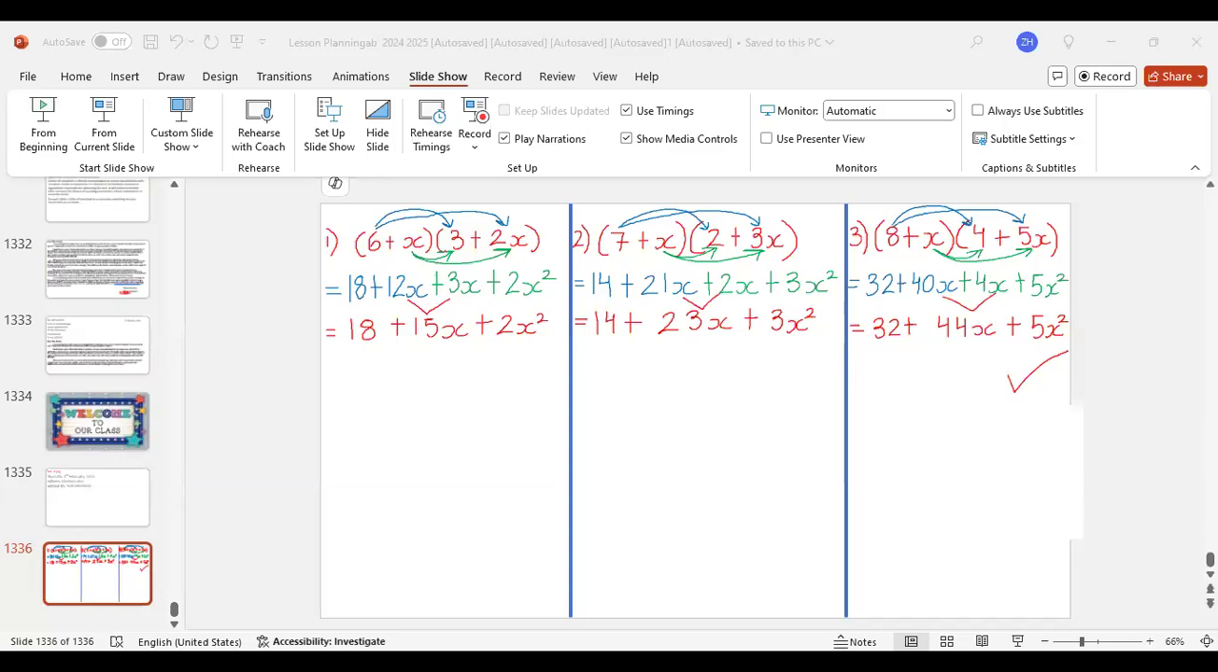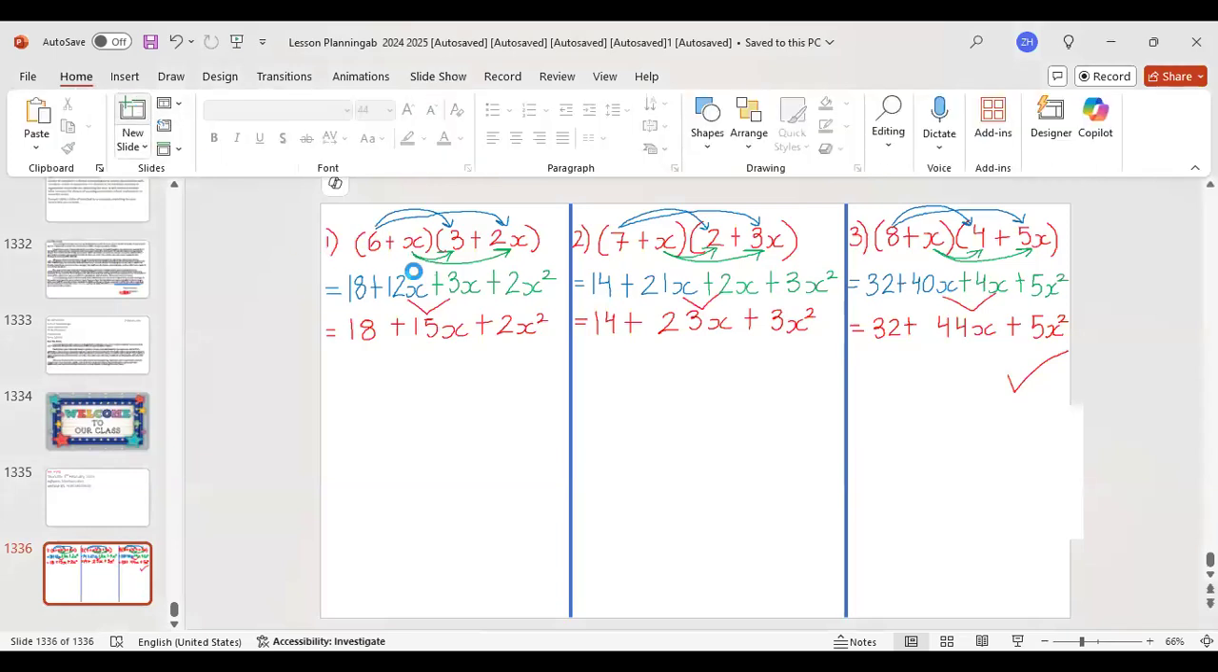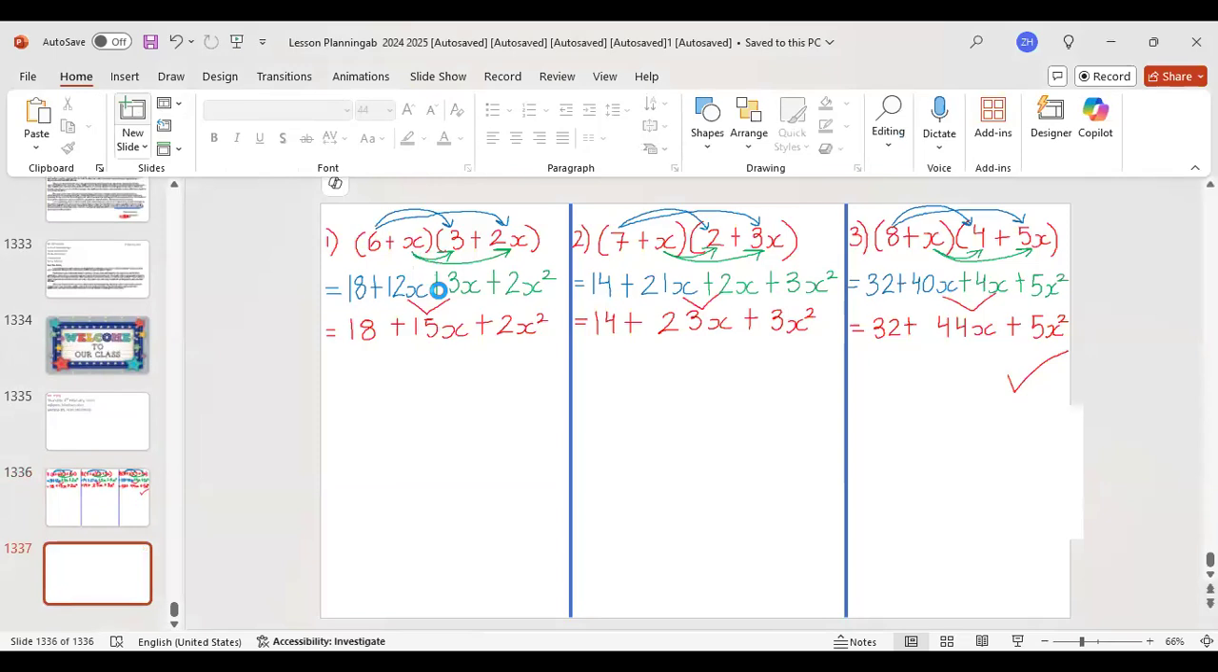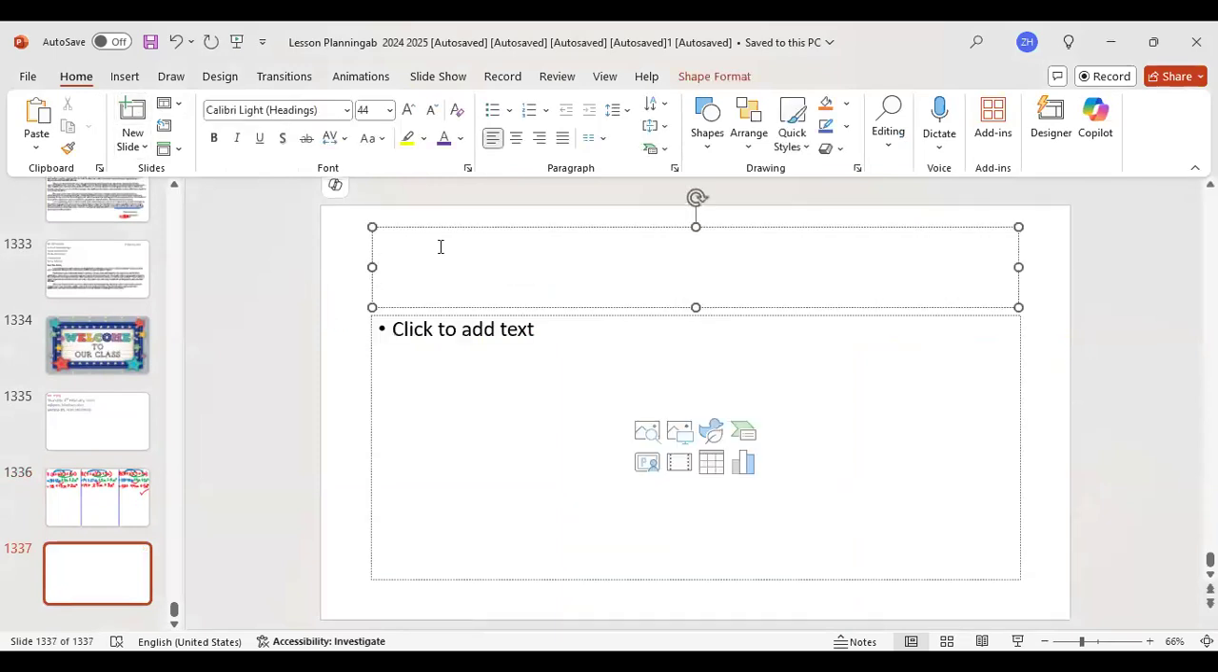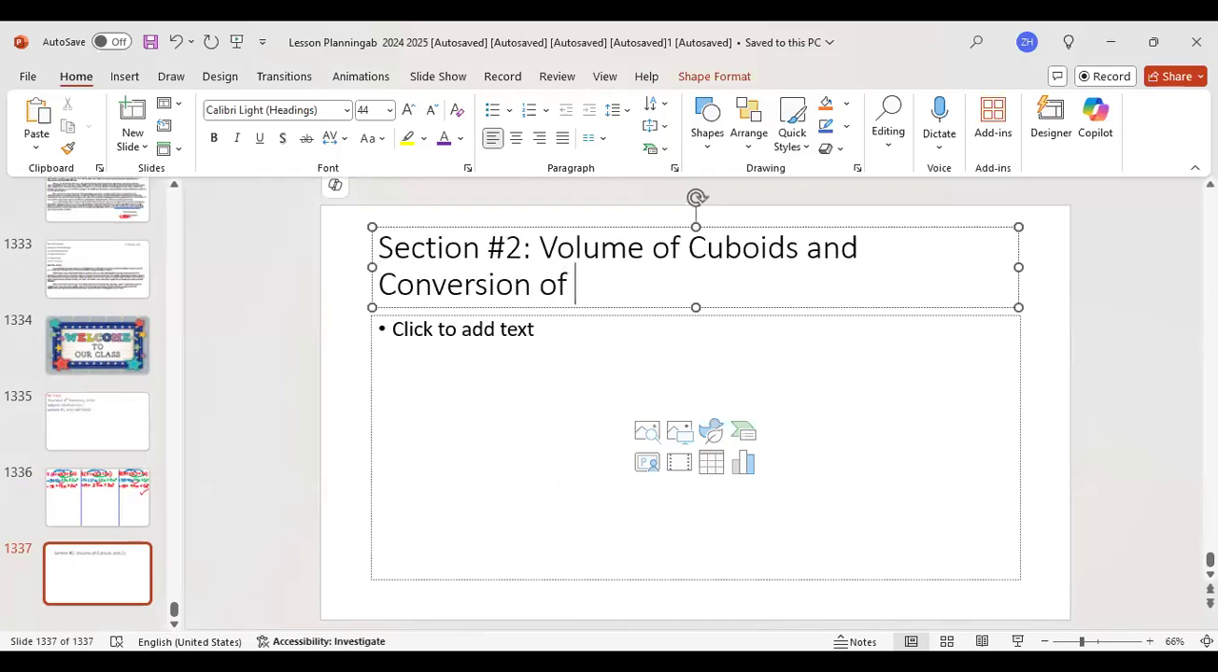So section number 2, we're going to be looking at volume of cuboids and conversion to liters. So let's just look at that. That's going to be our next section, section number 2. Section 2 is volume of cuboids and conversion to liters.